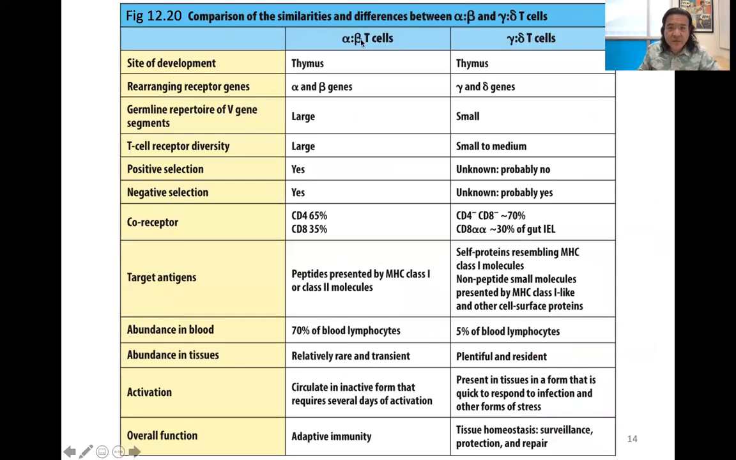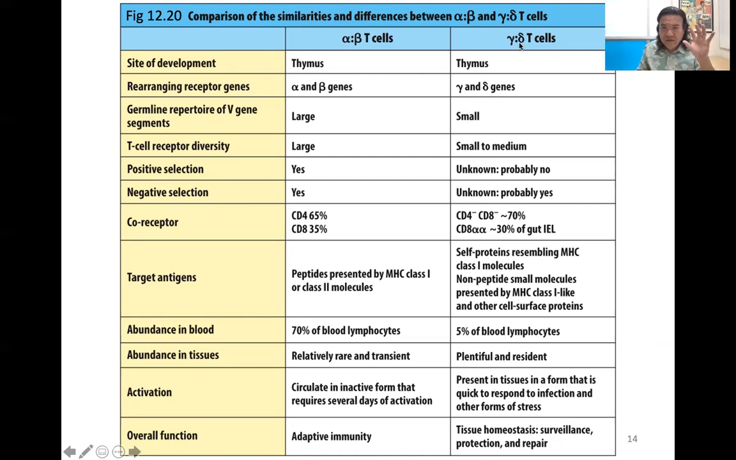So this is just a table comparing some of the similarities and differences between the alpha beta T cells that we've been studying in depth when we talk about our adaptive immune system, right? Remember our whole discussion about our adaptive immune response with T cells being cytotoxic T cells or helper T cells, right? And their roles, that has all been focused on alpha beta T cells, right?